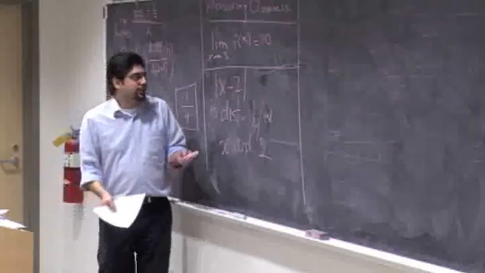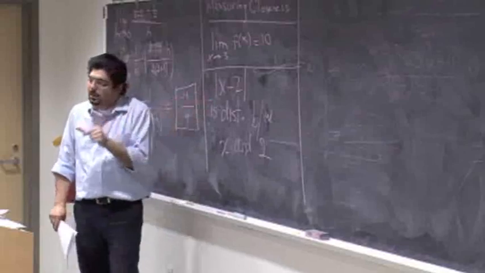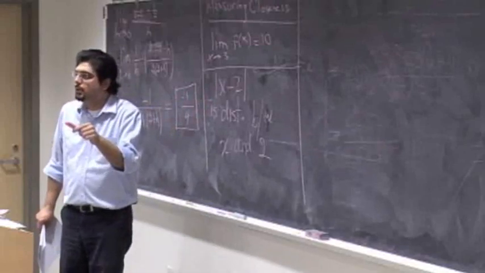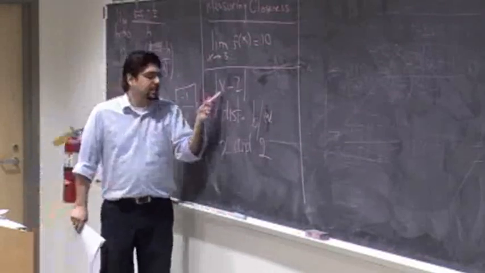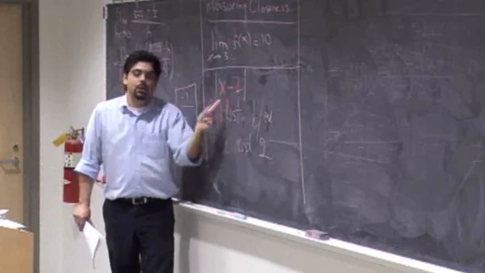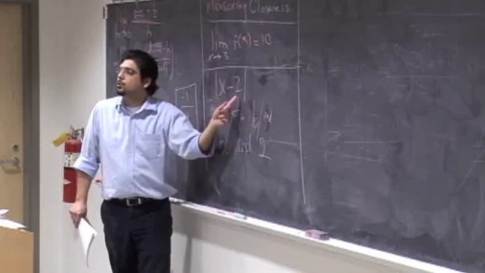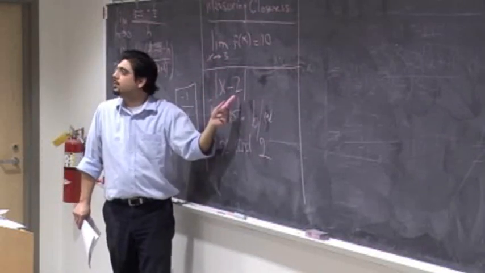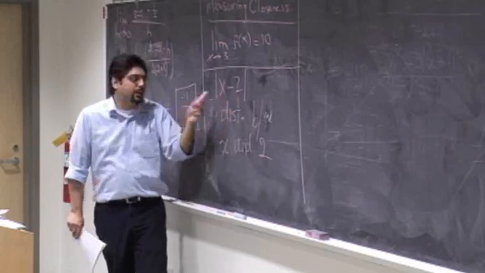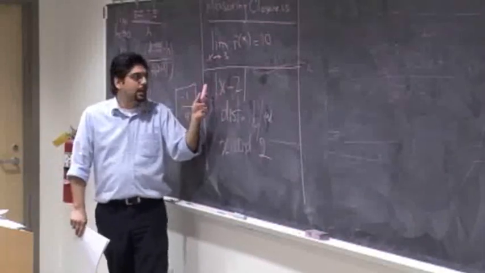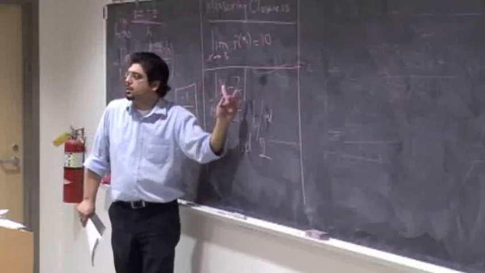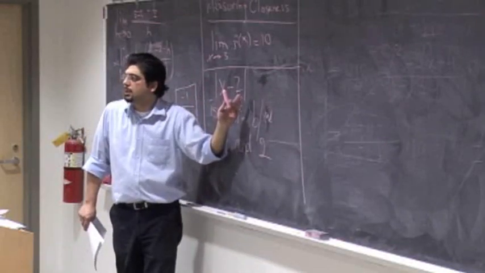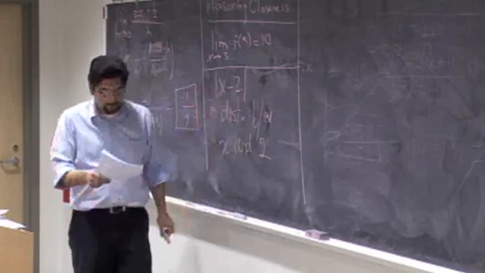So if I want to say I want x to be close to 2, then that's the same as saying that this quantity has to be close to 0. Does that make sense? So if I want x to be really close to 2, this quantity has to be really close to 0. Is that clear? Okay.